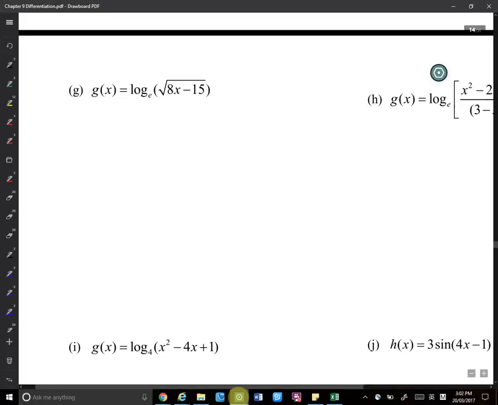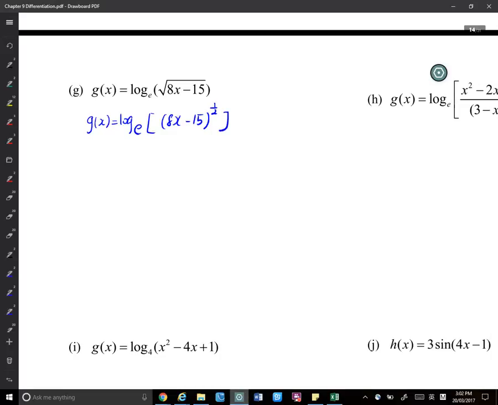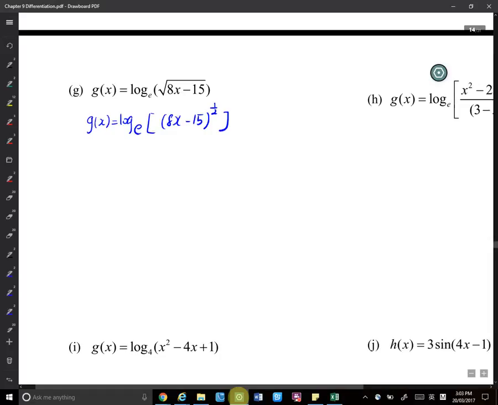Let's have a look at this one. We have g(x) equals log e of 8x minus 15 to the power of a half. Every time I see a square root, I will change it to the power of a half. And that equals a half, so we have this whole thing inside. I need to derive the whole thing inside.